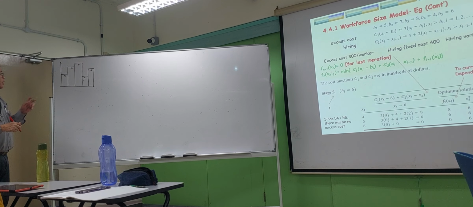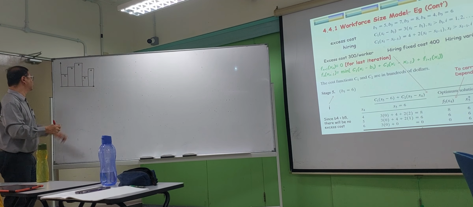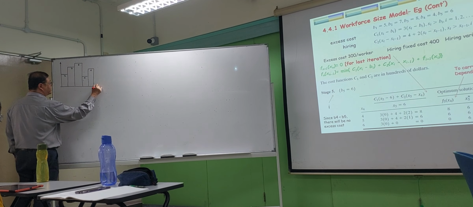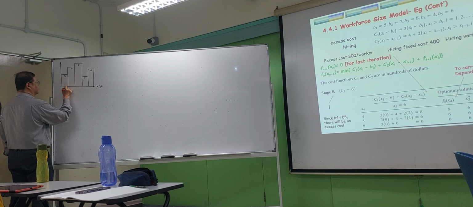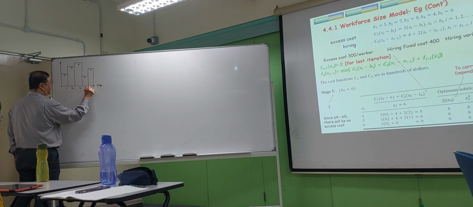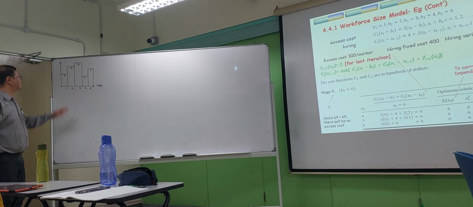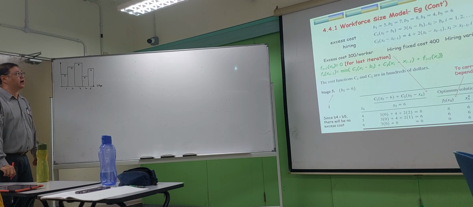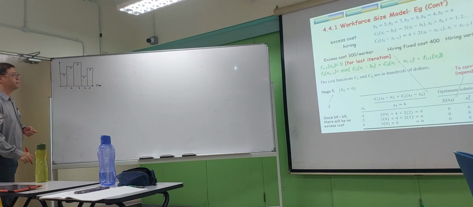Okay? Then we start. We always start from stage 5. Okay? So this is our stage. Okay? So 1, 2, 3, 4, 5. I only need this one. Now, we write down the cost.